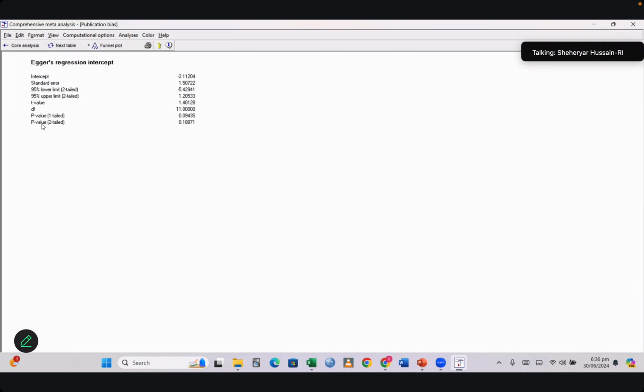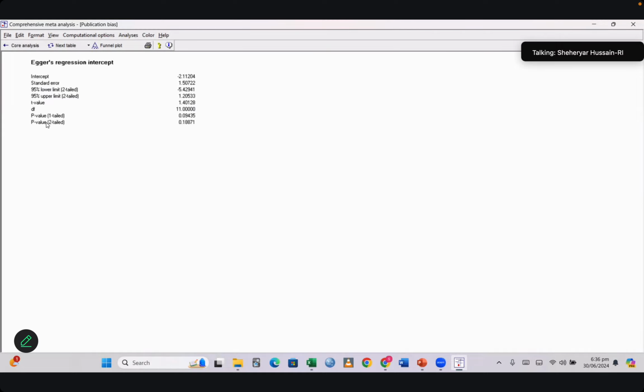Again, you are only going to do it if your study basically has greater than 10 studies. So this p-value, you guys interpreted this for me. Less than 0.05 means significant publication bias. Greater than 0.05 means not significant publication bias.